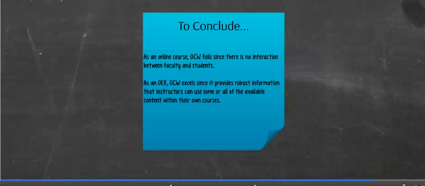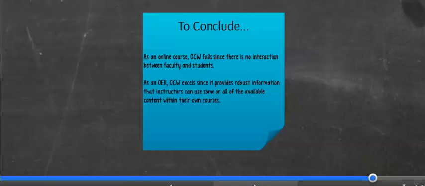To conclude, if we look at the OpenCourseWare course as an actual online course in a MOOC, it actually does not meet a lot of the standards that are set forth with the Quality Matters evaluation, mainly because there is no instructor or faculty to student discussion. So there's no possible way that the students can actually interact with the faculty, which is a major component of Quality Matters, especially with online courses.